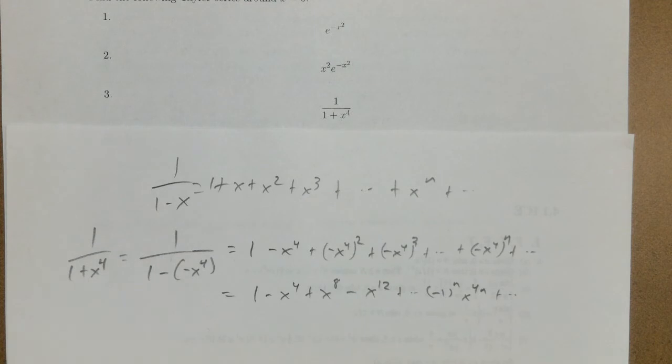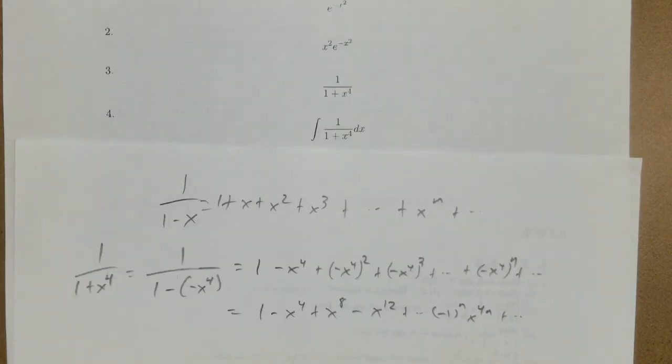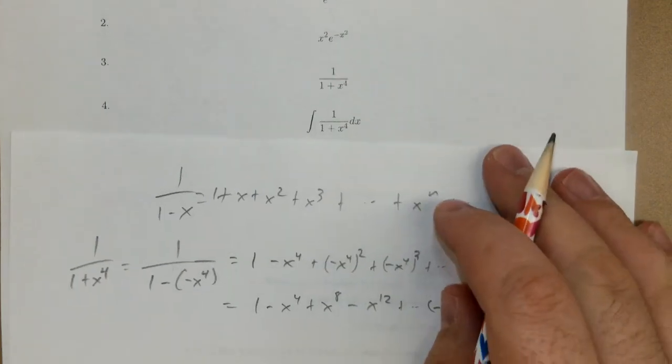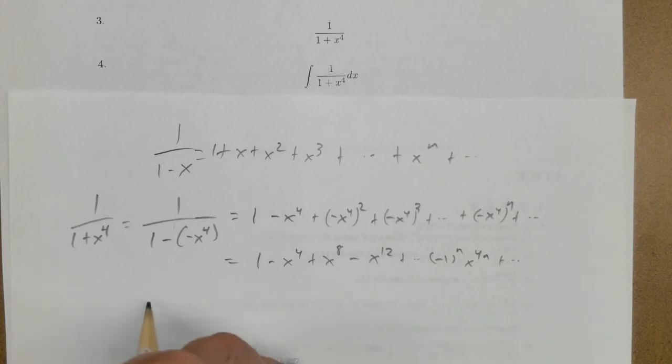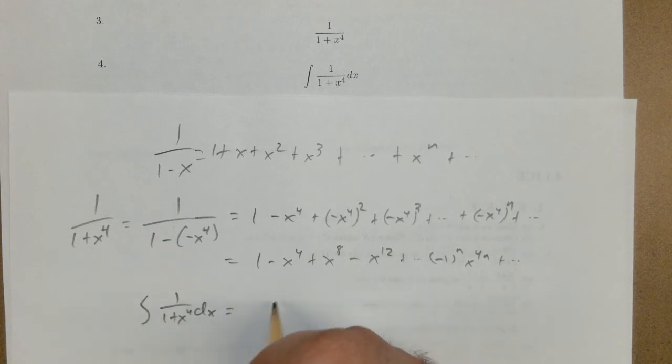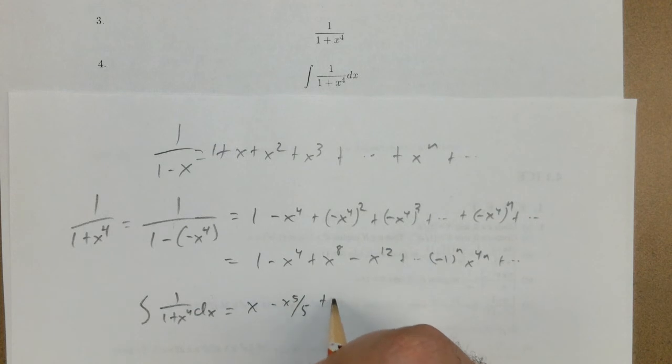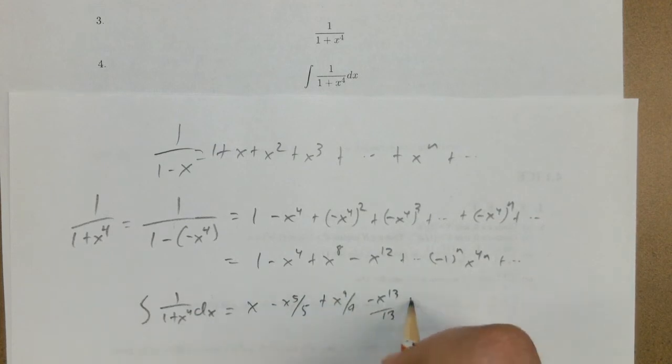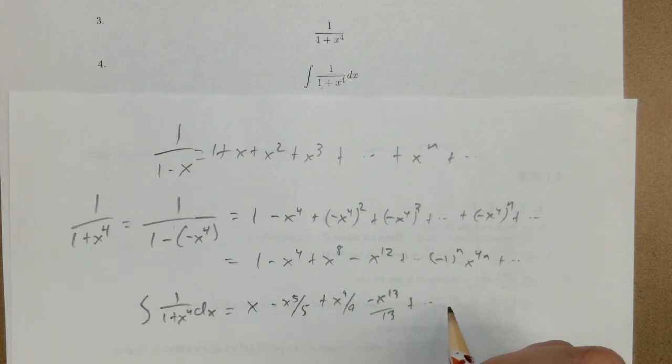And if I want to go to number 4 and I want to integrate that, well, I don't know what I should write other than the integral, but on the other side, I can just do the power rule. So x minus x to the 5th over 5, x to the 9 over 9, x to the 13 over 13. The n doesn't change. It's an integral with respect to x. So the alternation stays the same.